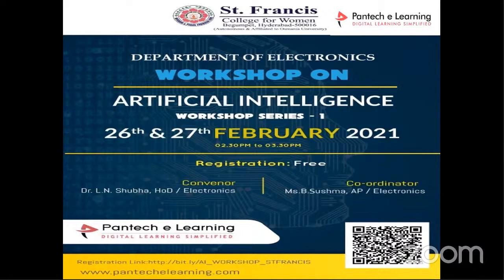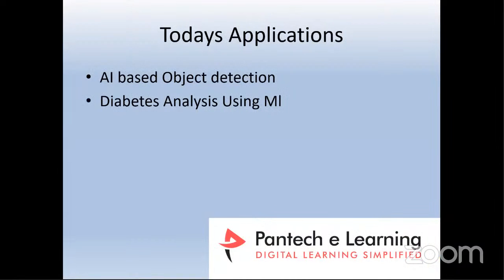So today we are going to learn another two applications, how artificial intelligence is going to work. Fine. In today's two applications, the first one is the AI based object detection concept. Okay. So here in the entire world, we can take any object, and we are able to detect that object's information by using artificial intelligence.